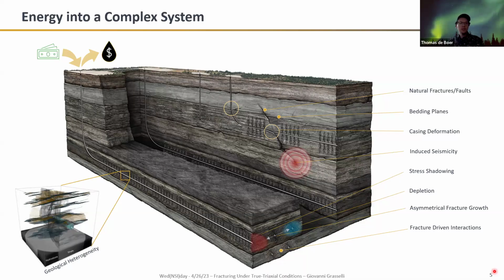Beyond that, there's smaller implications of this. We can have stress shadowing as a result of these complex subsurface structures. We can have depletion from offset wells. This can cause things like asymmetrical fracture growth and fracture-driven interactions. This is primarily driven by processes such as geological heterogeneity. Essentially, within that subsurface, we have material properties that vary differently depending on their location. So this can be different layers that have different mechanical properties. And this can, again, be that presence of pre-existing faults or fractures causing issues.